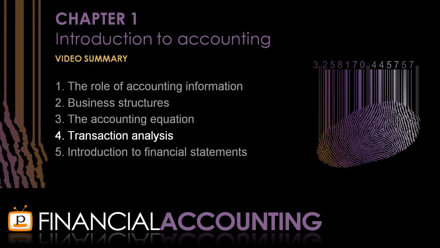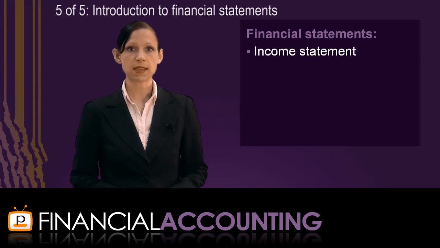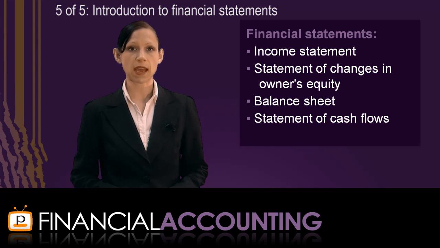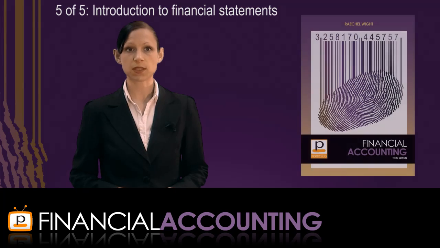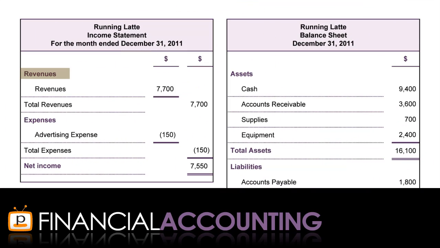After transaction analysis, the final step is to summarise that information in the financial statements. The 4 major financial statements are the income statement, statement of changes in owner's equity, balance sheet and the statement of cash flows, which we can see in our Perdisco textbook. The income statement summarises the revenues earned and expenses incurred over a period of time, which results in the net income or net loss of the business.